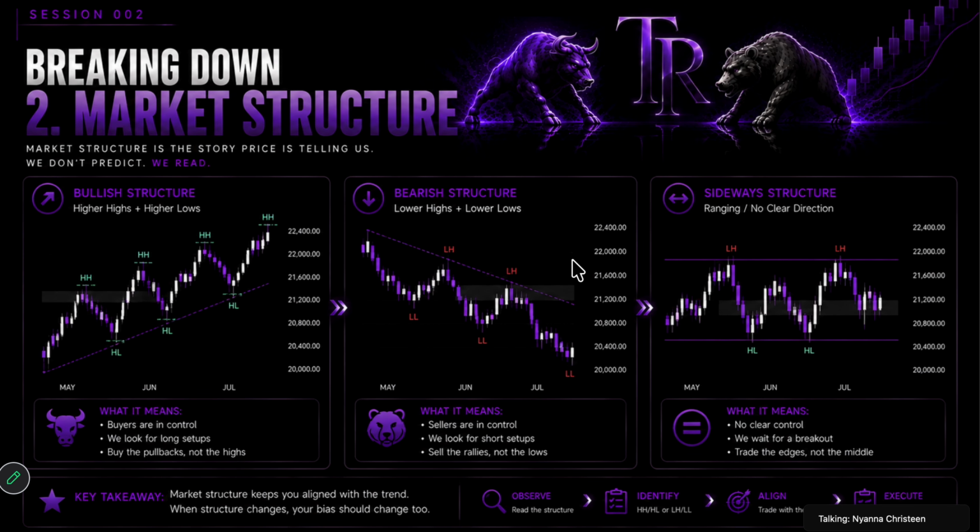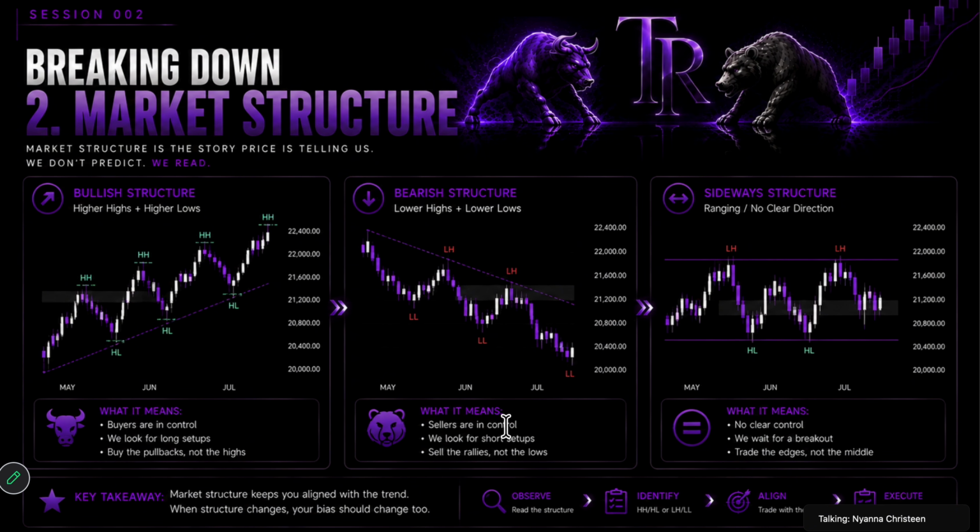So when we're looking at market structure, after we look at our higher time frames and we say, oh, price is moving up, okay, so who's in control if price is moving up? The buyers are in control. So are the buyers creating higher highs and higher lows? Or if the sellers are in control, are the sellers creating lower highs and lower lows? Is price indicating that it wants to push lower? Or if it's sideways, do we have equal highs and equal lows? No one's in control. This is literally the story. This tells us what is happening in the market.